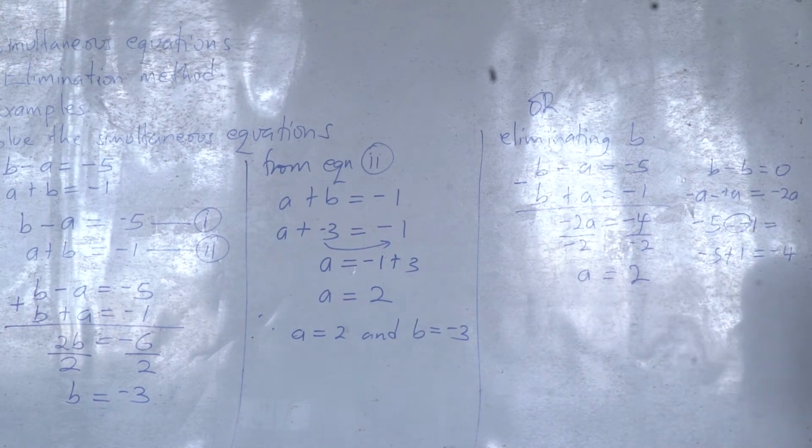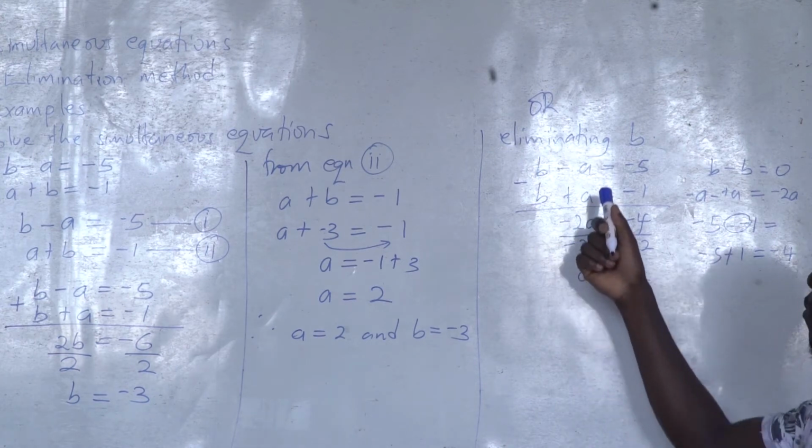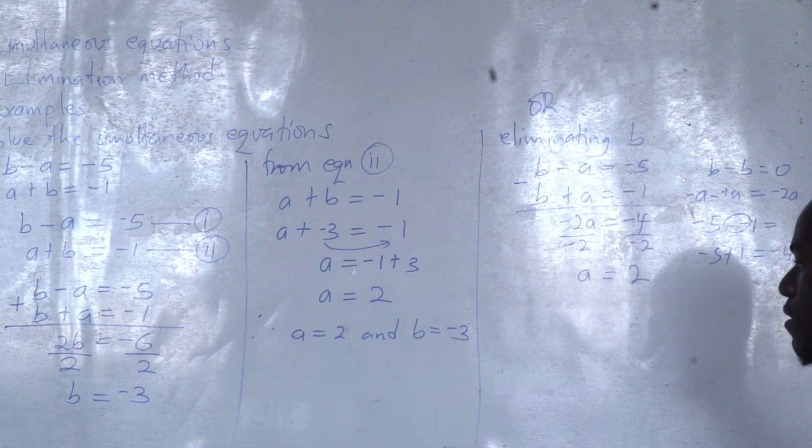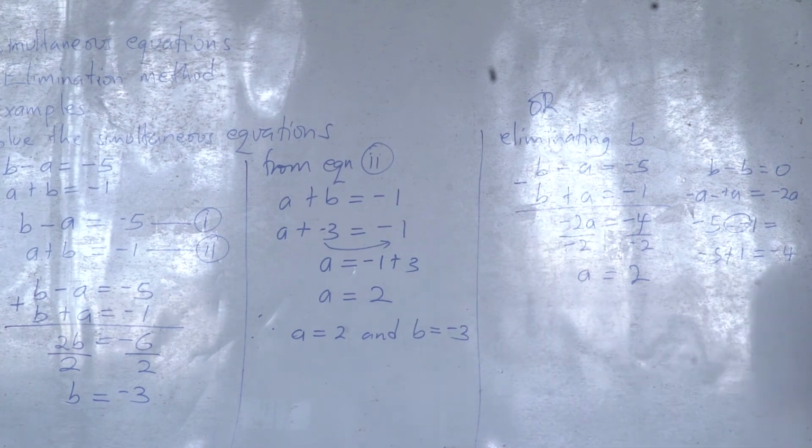Then this person who eliminates b, first you can go to either equation 1 or equation 2 to find the corresponding value of b.